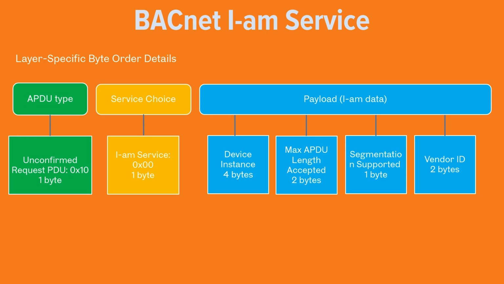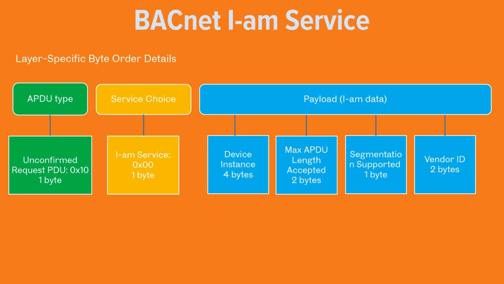Inside the APDU payload, we pack all the key information other devices need. Device identity, which combines the object type, always device, and the device instance number so every device on the network can uniquely identify us. Maximum APDU size we can accept, so clients know how large their messages can be. Segmentation capability, like whether we support segmented transfer or not. Vendor ID, showing who made or owns the device stack.